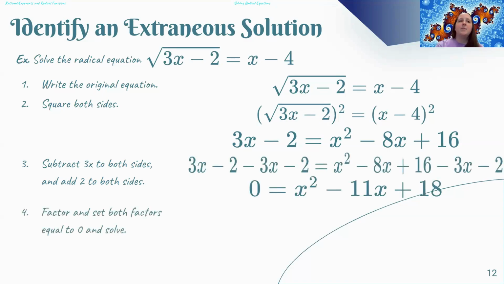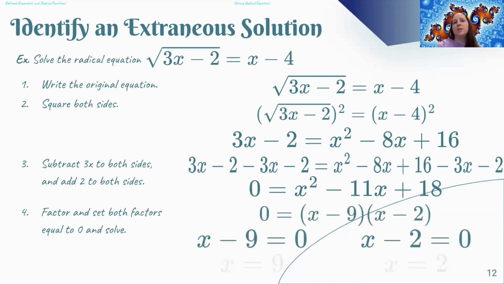So I'm going to factor and set both factors equal to 0 and solve. I'm looking for two numbers that multiply to get me 18 but add to get me negative 11. The numbers that multiply to get me 18 are 1 and 18, 2 and 9, 3 and 6. 6 plus 3 would give me 9. 9 plus 2 would give me 11. So if they were both negative, negative 2 plus negative 9 would give me negative 11. So those are going to be my two factors.